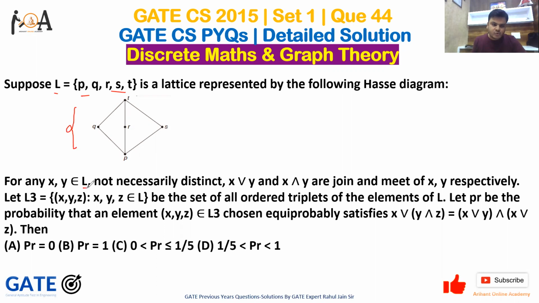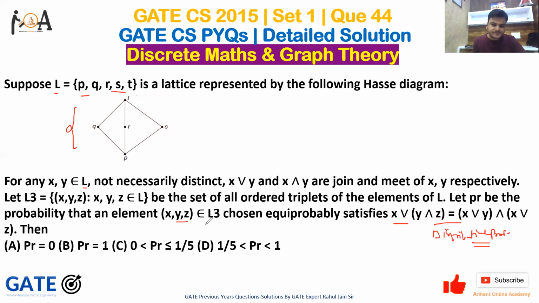For any X, Y belonging to L, not necessarily distinct, X ∨ Y and X ∧ Y are the join and meet of X, Y respectively. Let L³ = {(X, Y, Z) : X, Y, Z belong to L} be the set of all ordered triplets of the elements of L. Let Pr be the probability that an element (X, Y, Z) belonging to L³ chosen equiprobably satisfies X ∧ (Y ∨ Z) = (X ∧ Y) ∨ (X ∧ Z). That is nothing but the distributive property. So which of the following options is correct?